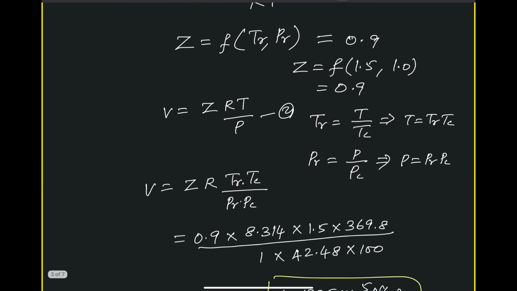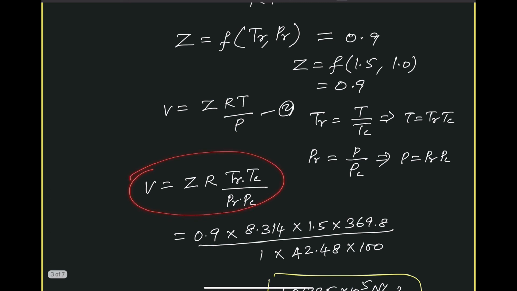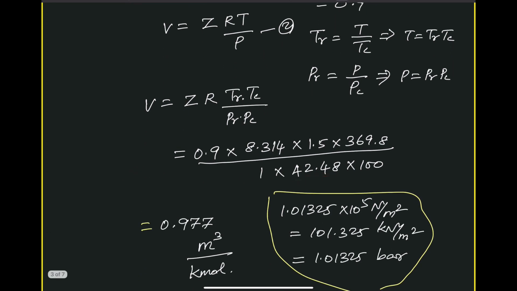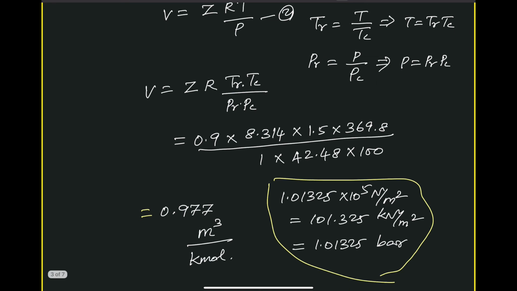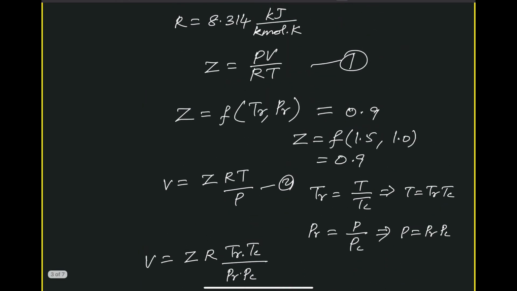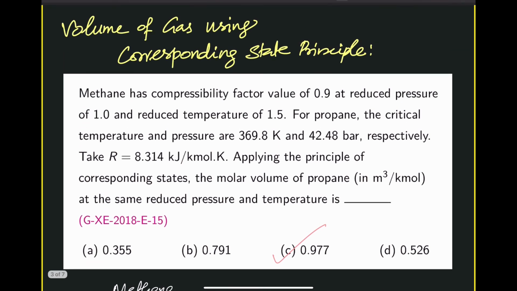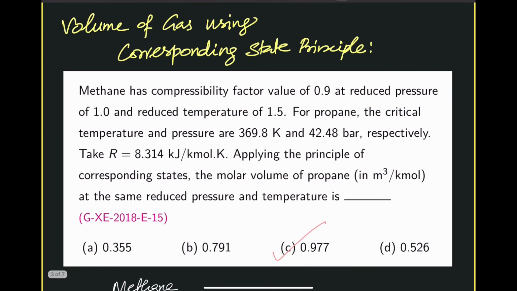Now all the data are available, and the only thing is that the pressure is in bar units. This is to be converted into kilonewton per meter square, then only the pressure units and R units will tally. Upon substitution, we get V as 0.977 meter cube per kmol. Hence the answer is C. Answer option is C. Thank you. Hope you had some learning from this problem.